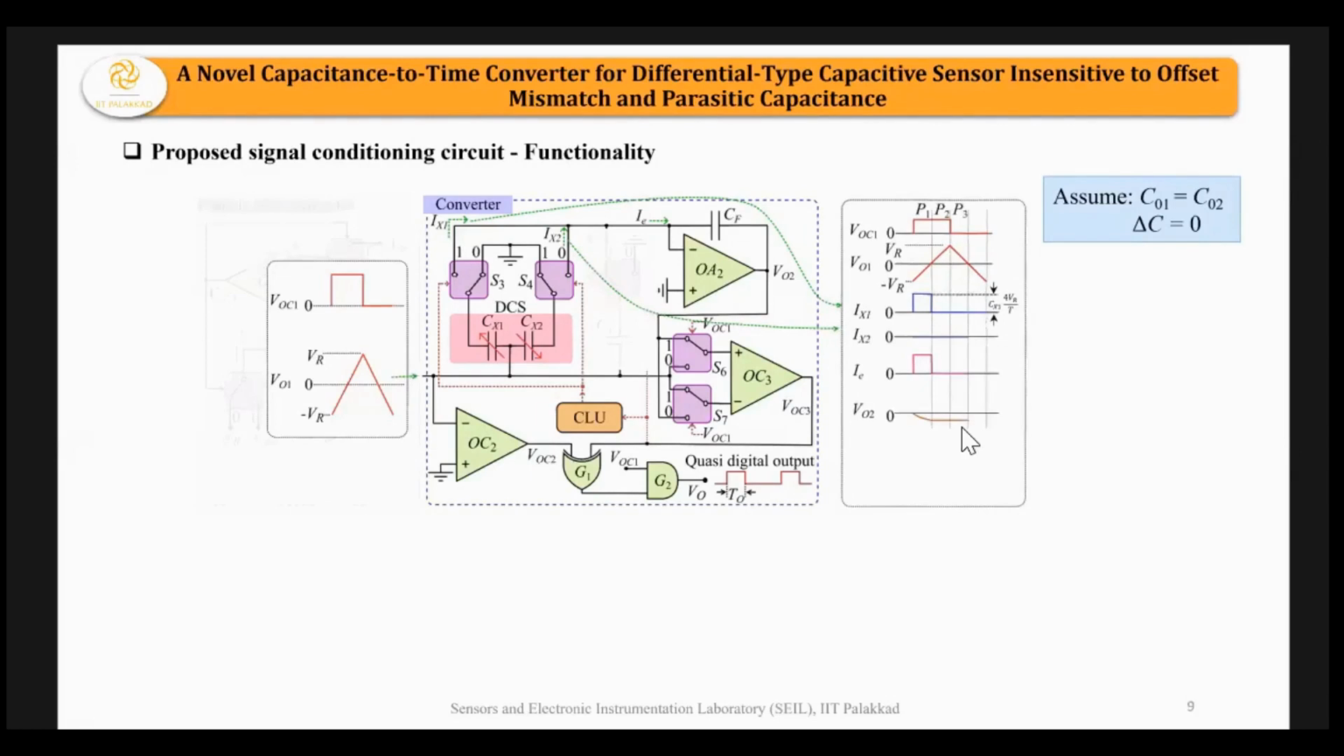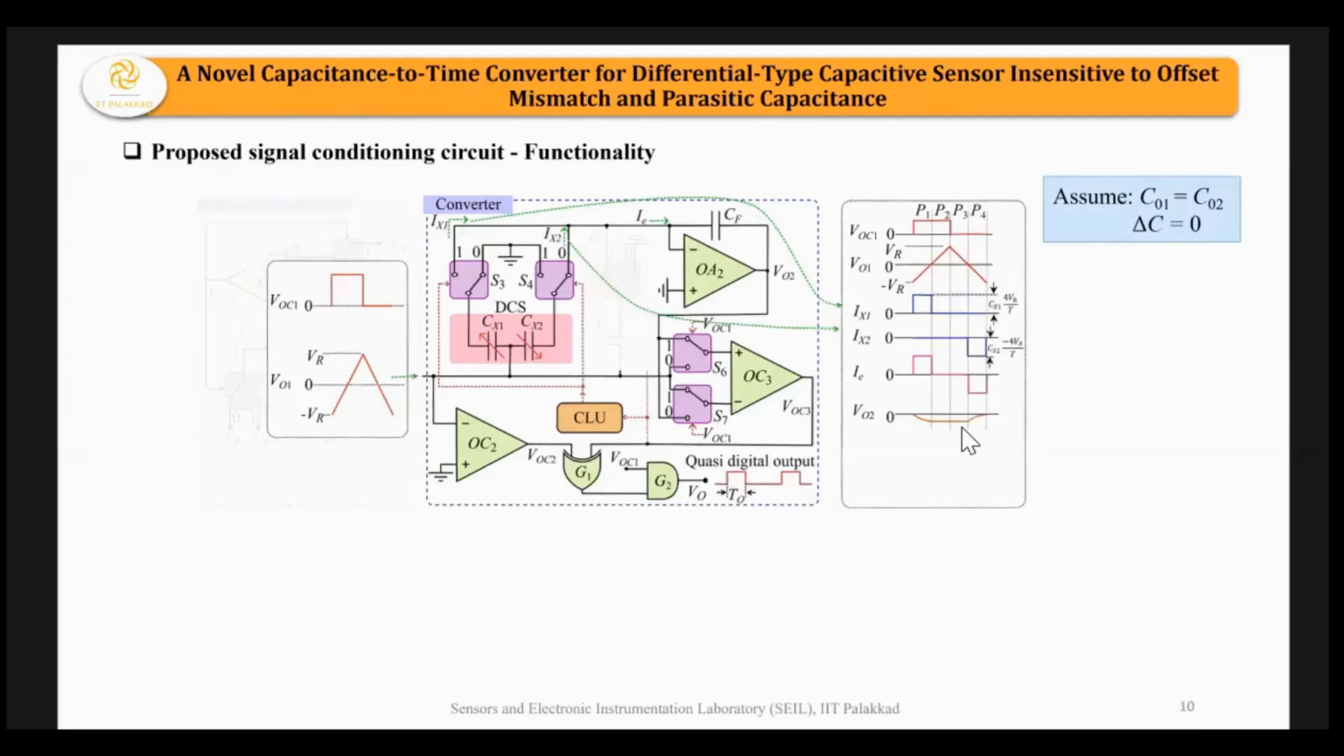During the P2 and P3 phases, the switches S3 and S4 will be connected to 0 and 1, that is, the entire sensor is disconnected from the circuit. So there won't be any current: IX1, IX2 and IE will be 0. Hence the output voltage at V02 will be held constant.